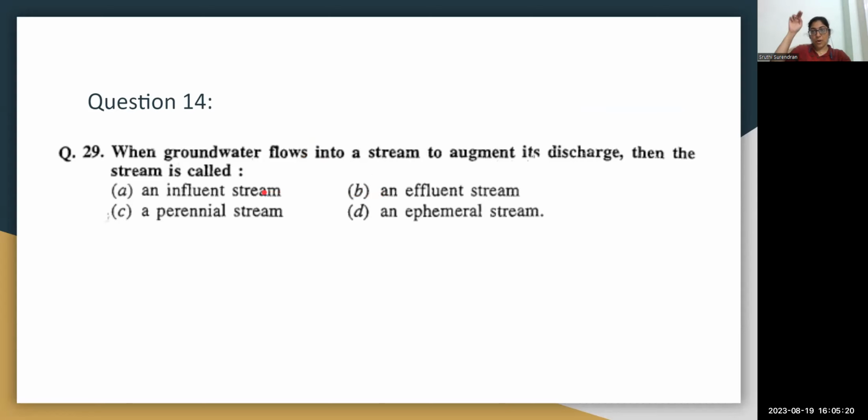Influent stream is when water is flowing from the stream into the groundwater. That is an influent stream. Perennial stream, throughout the year. Ephemeral stream, for a small amount of time.